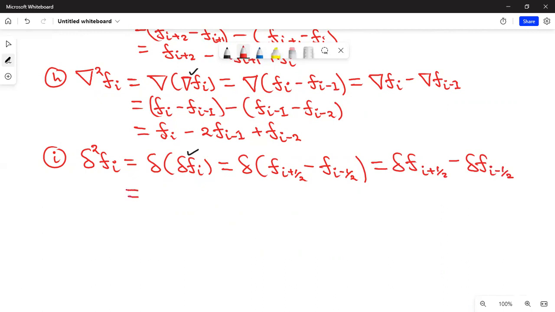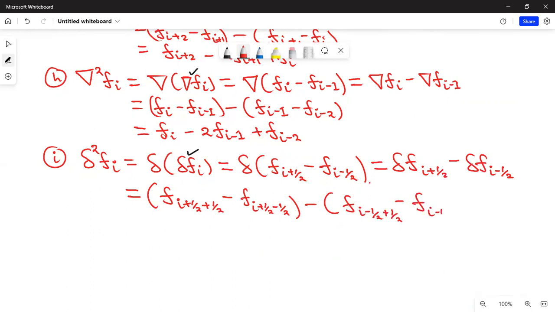Now, work out the first term. That will give us f. Now, where there is i, replace i by i plus 1 over 2. You see what we have? It will be f of i plus 1 over 2 plus another 1 over 2, minus f of i plus 1 over 2 minus 1 over 2. That's the first term. Then minus the other one, which is f of i minus 1 over 2. You are adding 1 over 2, so the other one we need to subtract: i minus 1 over 2, then minus 1 over 2.